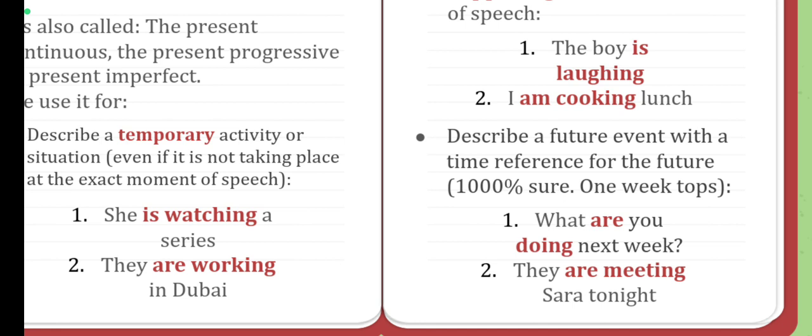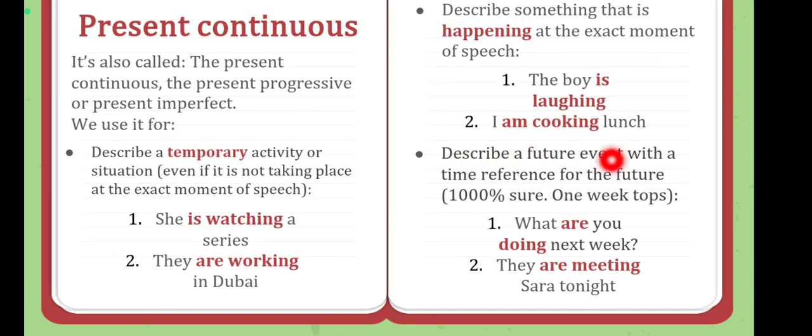The verbal tense I already explained. You need to add a time reference for the future. For example, next week or tonight. Okay, we use it with future events when we are 1,000% sure, and it is 1 week tops. Okay, no more than 1 week, because after 1 week, I mean 3 weeks, 4 weeks, 3 months, many things can happen. So it will be not 1,000% sure.